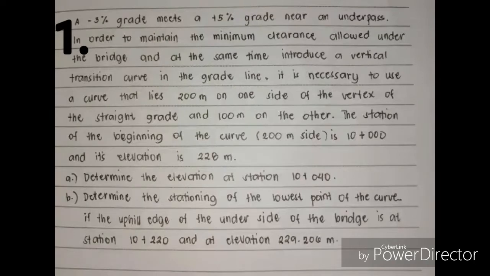A negative 3% grade meets a positive 5% grade near an underpass. In order to maintain the minimum clearance allowed under the bridge and at the same time introduce a vertical transition curve in the grade line, it is necessary to use a curve that lies 200 meters on one side of the vertex of the straight grade and 100 meters on the other. The station at the beginning of the curve, which is in the 200-meter side, is 10 plus 00 and its elevation is 228 meters. Determine the elevation at station 10 plus 040 and determine the stationing of the lowest point of the curve if the uphill edge of the underside of the bridge is at station 10 plus 220.